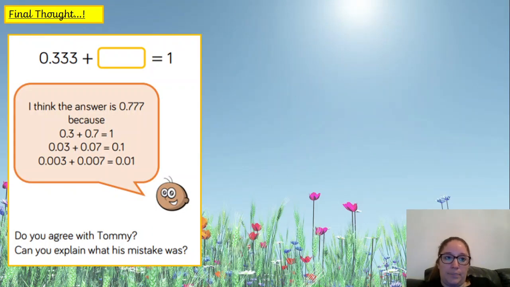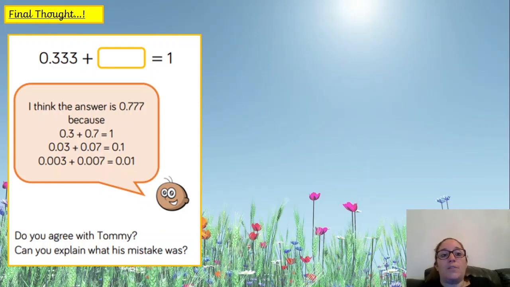Okay, excellent. Have a read of this and pause the video. If I were you, I'd be writing this out to help me explain it. Because Tommy thinks that 0.333 plus 0.777 equals 1. So do you agree with Tommy? Can you explain what his mistake was? Have a think. Perhaps you might want to try it, see what he says. But do come back and I shall tell you the answer.